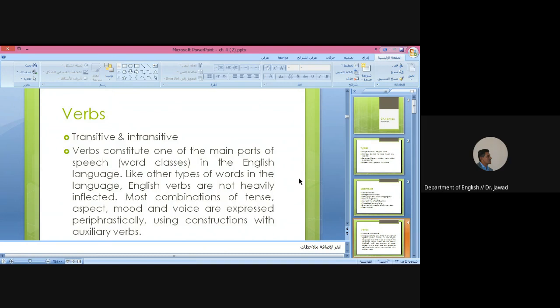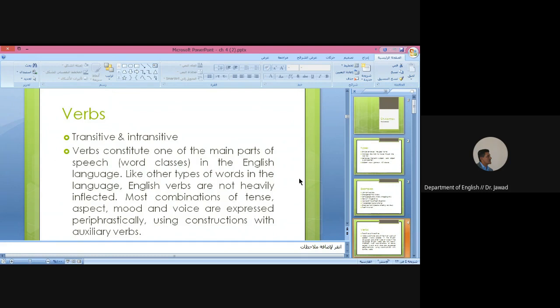Like other types of words in the language, English verbs are not heavily inflected, which means that they do not have lots of inflections in them. For example, in the present simple tense, we add the third person singular s to the end of the verb if the subject is singular.